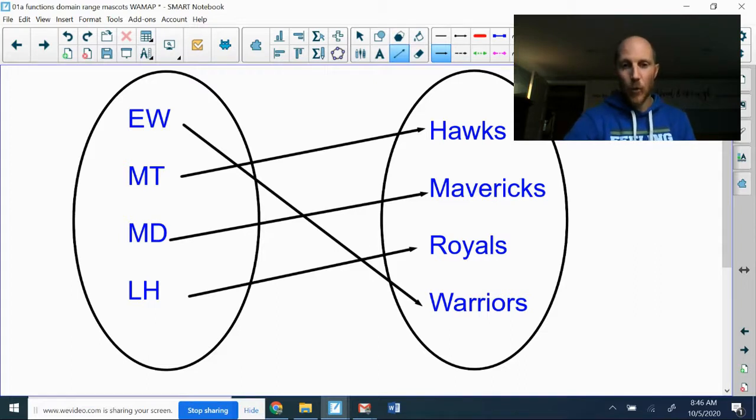The fact that the orders don't match is completely irrelevant. If you're drawing your own mapping diagram, maybe you want to list them in the same order, which would look nice, sure, but it does not matter mathematically whether the lines cross or not.